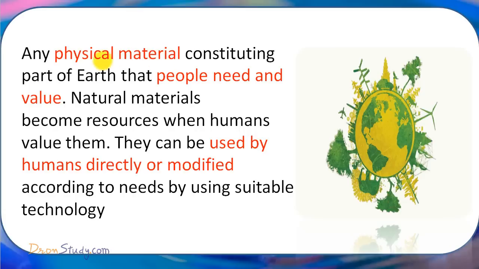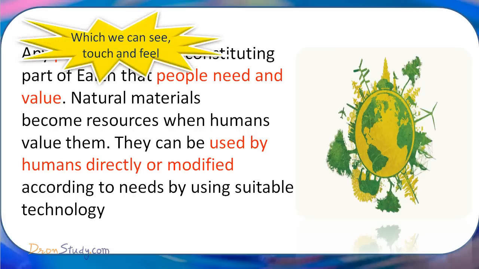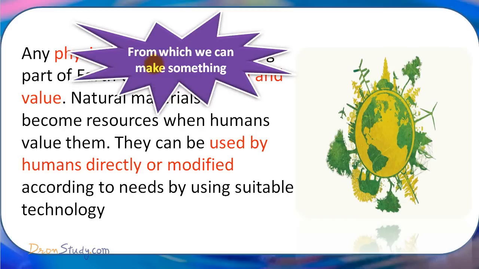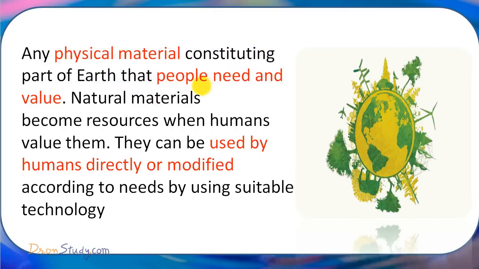Resource is any physical material. Physical here means which we can see, touch and feel. All the things we see around or the air we feel is physical. And material here means from which we can make something. For example, if we make house from bricks, bricks is a material. If we can say table is made of wood, wood is a material. So, physical material means the things which we can see, touch and feel and from which we can make something.